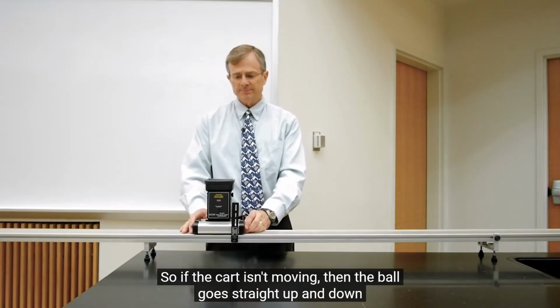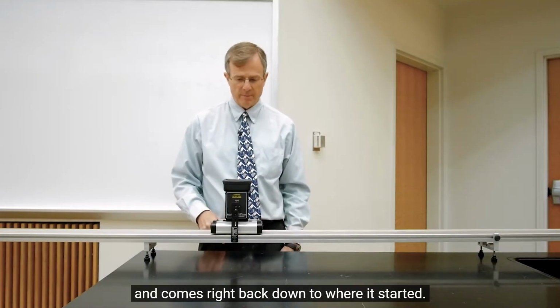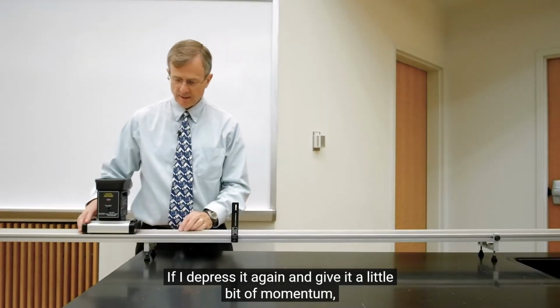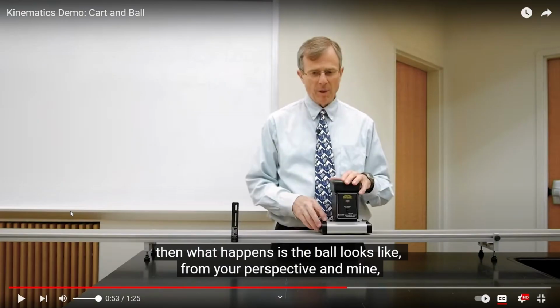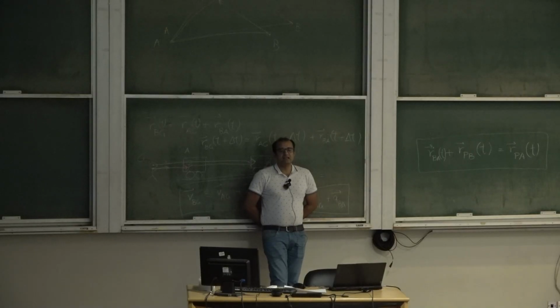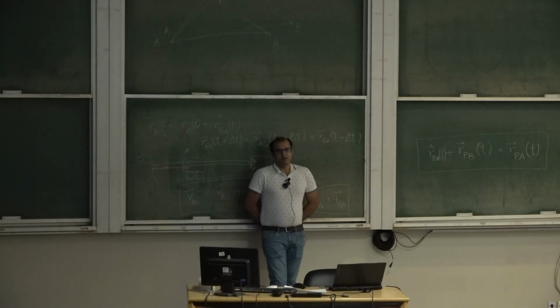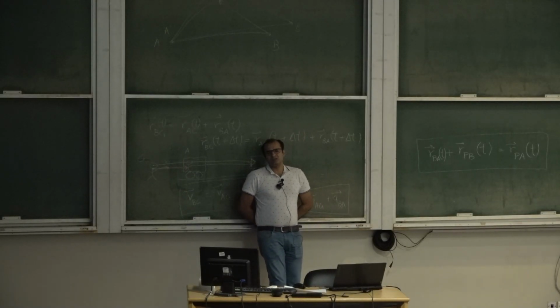So if the cart isn't moving, then the ball goes straight up and down and comes right back down to where it started. If I depress it again and give it a little bit of momentum, then what happens is the ball... I'll show that to you again, but essentially if you are standing in a moving train and you throw a ball straight up and the train is moving at uniform velocity, of course you should be able to catch the ball. The ball comes back to your hands, you threw it straight up, okay? But if you think about it, it's not as straightforward.